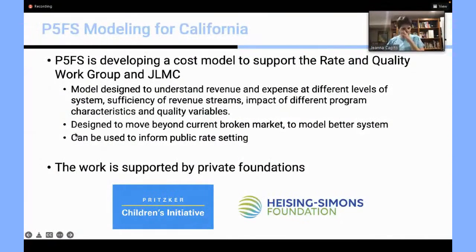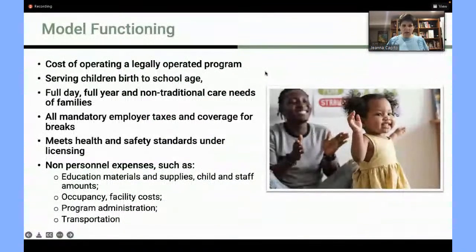As we always do, we just remind everyone that this work is supported by private funding in work partnership with the Rate and Quality Workgroup and the JLMC. So nothing new there. And then we wanted to remind, for anyone for whom this is their first time unpacking the outputs of the cost per child from the cost model, if you weren't with us at the last meeting, some of the basics of how the model functions.